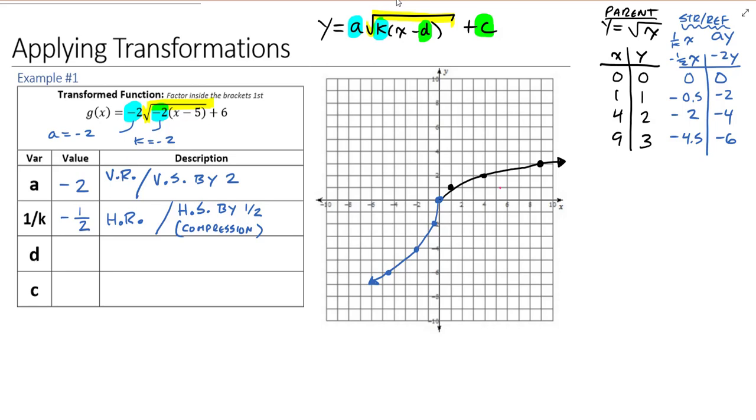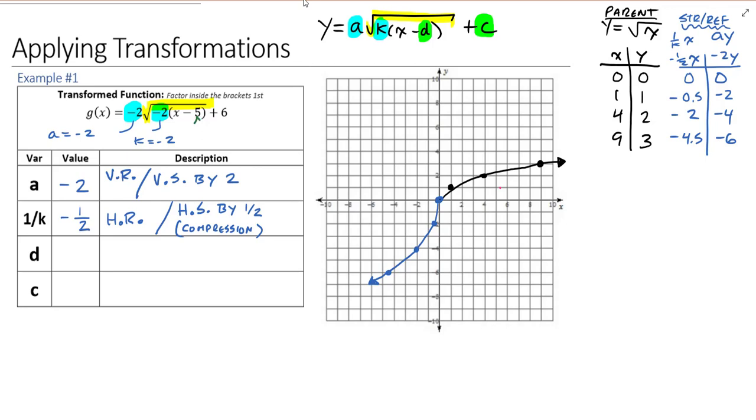Now, just to be clear, I'm using A, K, D, and C. I should have mentioned in my previous video, different textbooks, different teachers, different professors might use different variables. So they might not be A, K, D, and C. It really doesn't matter the letters. I'm just choosing those because that's a common one I've seen in textbooks. They could be any letter, okay? The main thing is, what do these values do when we multiply, add, subtract, do the transformations.